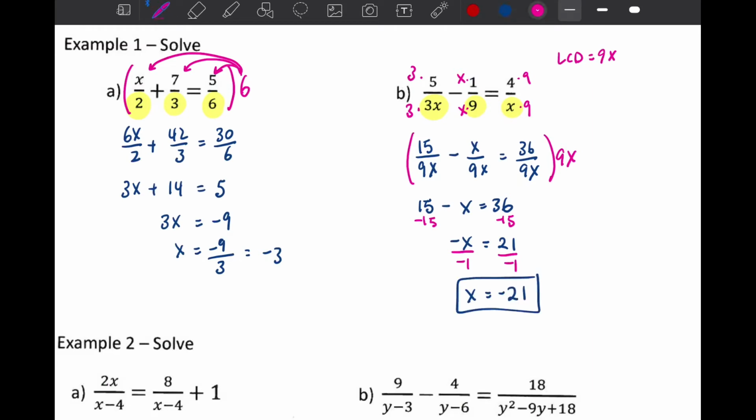And this time we have to state the non-permissible value because we had a variable in the denominator. So x cannot equal 0.